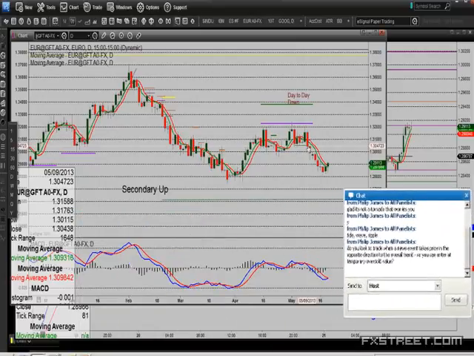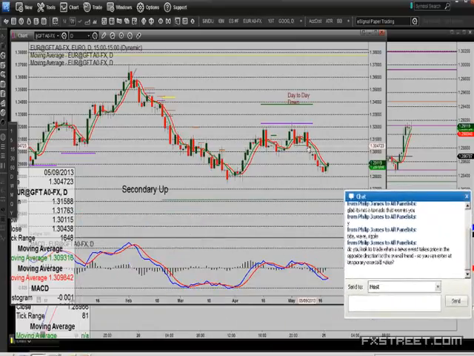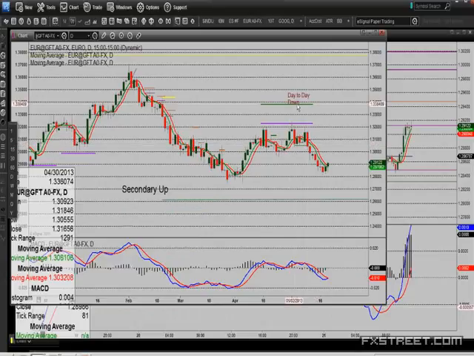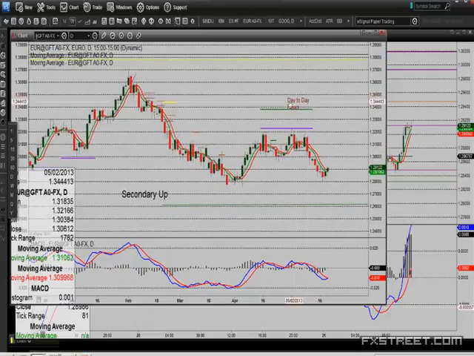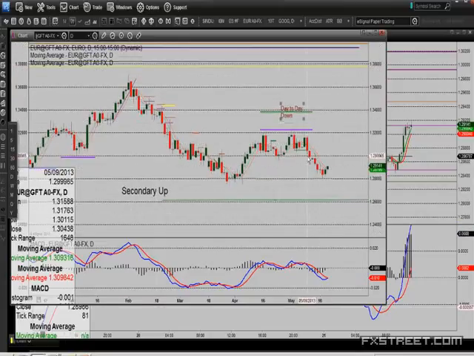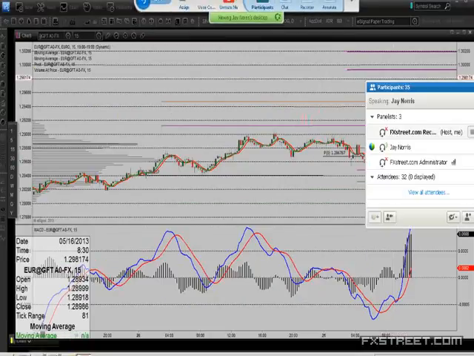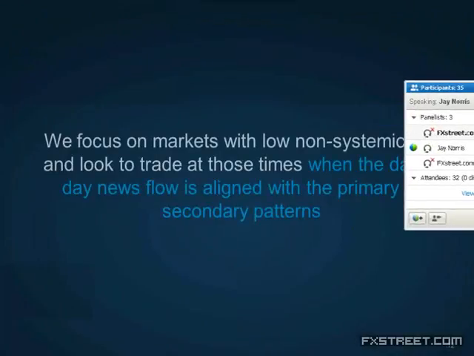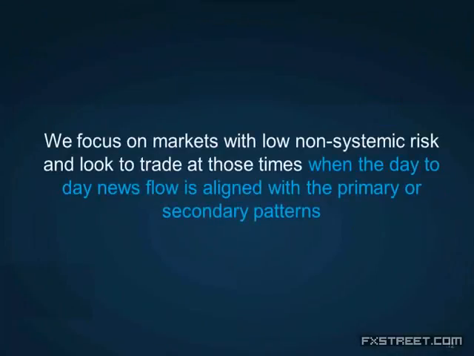But where I was going with this was I was showing you that this signal here is in line with both the day-to-day and the primary. So that's a great example of how we trade longer term. I don't know how you guys keep up with me sometimes. I talk so fast. I apologize. What I was saying is that's a great example of trading when the day-to-day news flow is aligned with the primary or secondary patterns. In that case, the day-to-day pattern was aligned with the primary pattern.